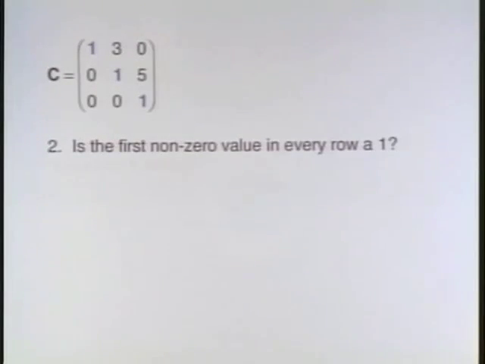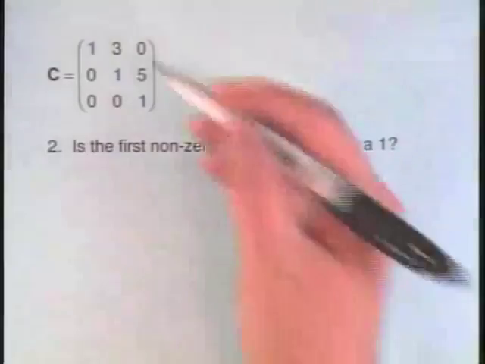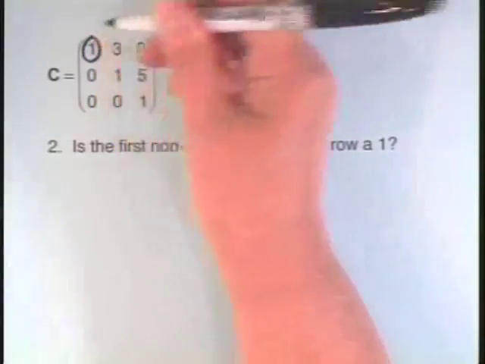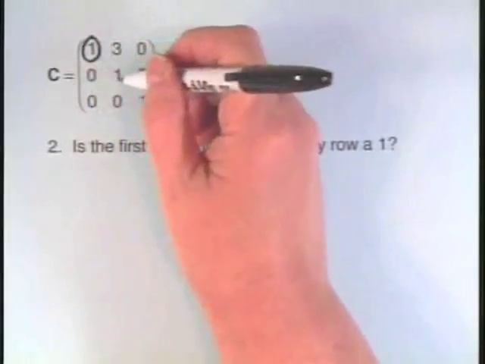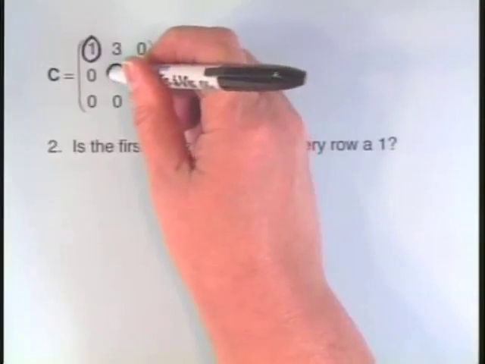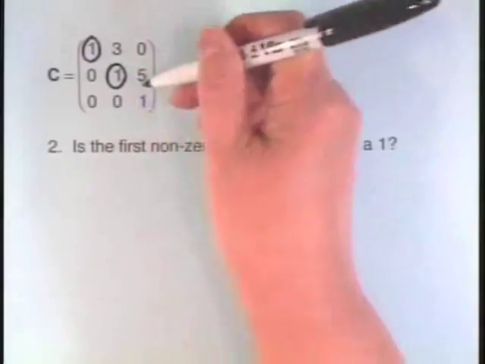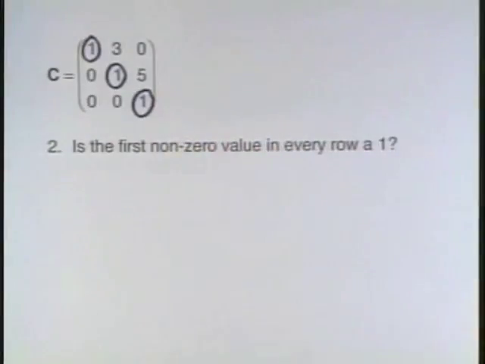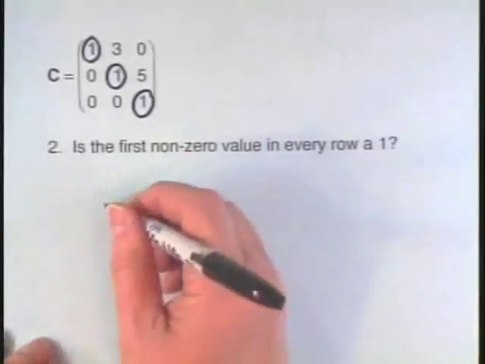Second, still using matrix C, is the first non-zero value in every row a 1? Again, moving from left to right, in row 1, our leading entry is a 1. In row 2, our leading non-zero entry is also a 1. And in row 3, our leading non-zero entry is also a 1. Therefore, condition 2 is met or satisfied.